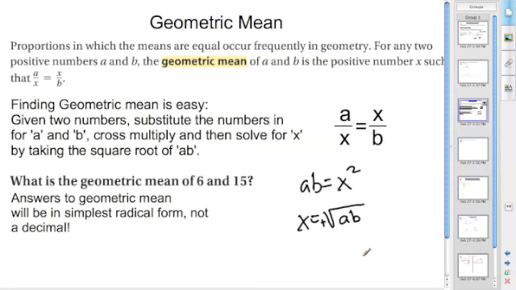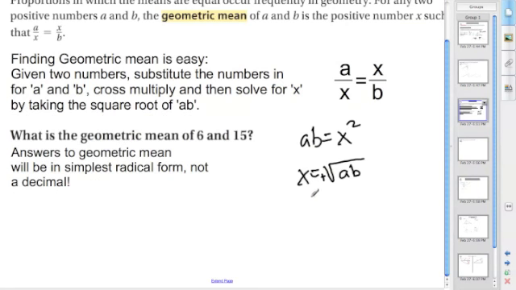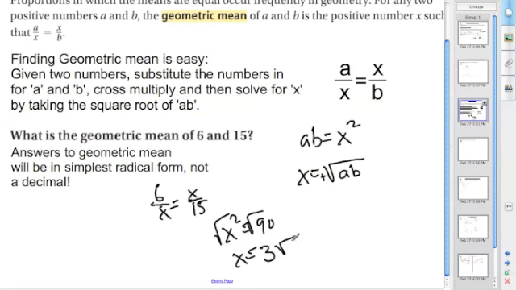So that's geometric mean. If I want to know the geometric mean of 6 and 15, it's 6 over x equals x over 15. So I have x squared equals 6 times 15, which is 90. Take the square root of both sides. I have x equals the square root of 90, which is 3 root 10. Or if you want an estimation, it's about 9.486. And that's geometric mean.